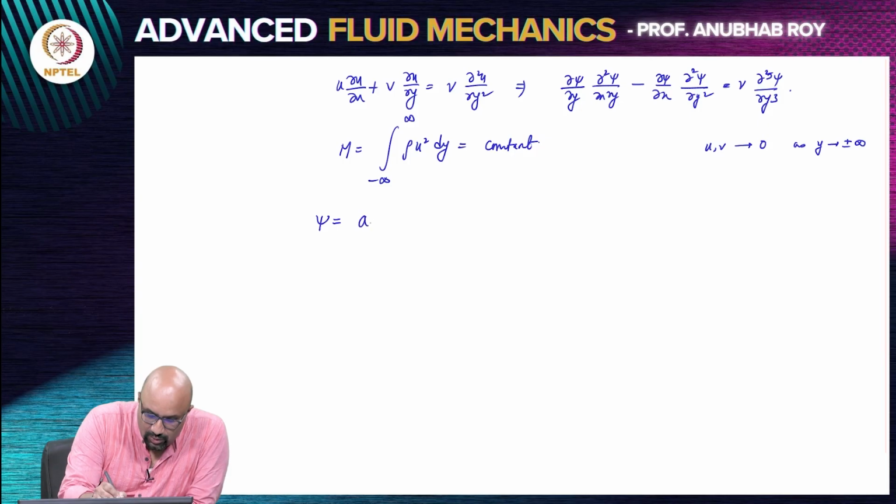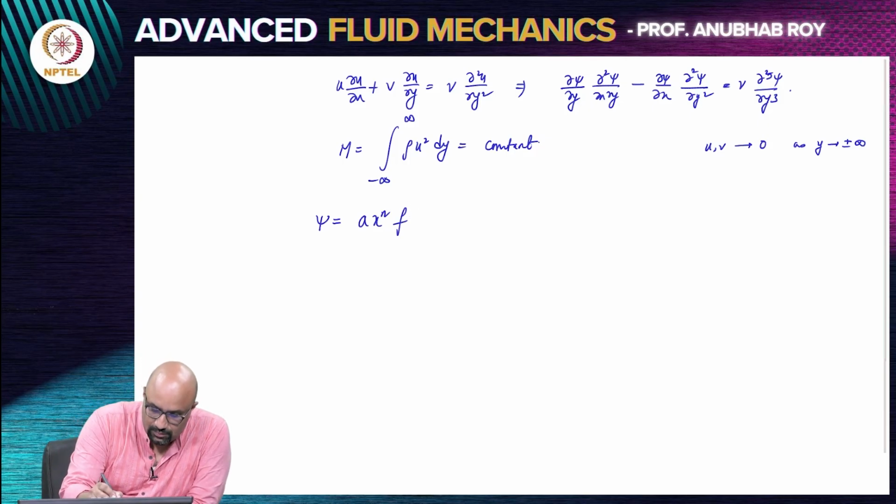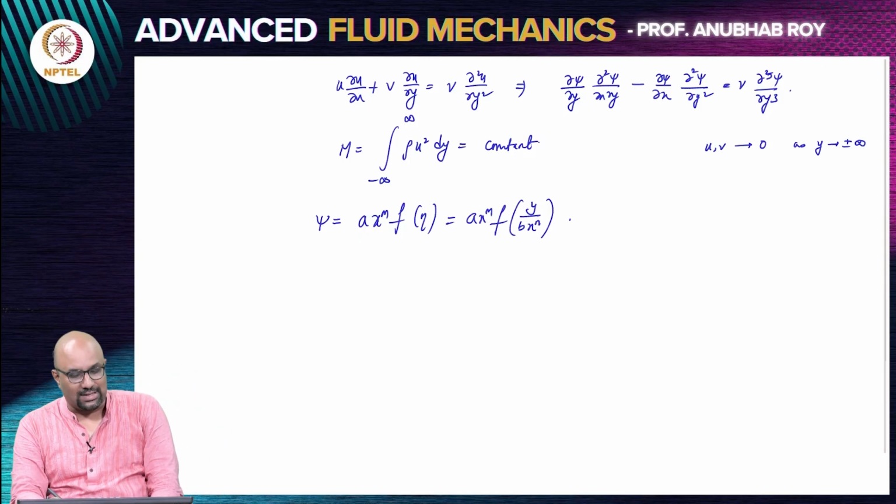So, what we will do is, a priori we obviously do not know what should be the similarity variable. So, ψ is some function of x times f of η, and η I will assume to have a form. These are motivated by how we have done the Blasius kind of calculation. So, we are saying that there is a dependence on the x variable and then there is a similarity variable which is some y by x to the power n. Right now, I do not know what these exponents m and n are.